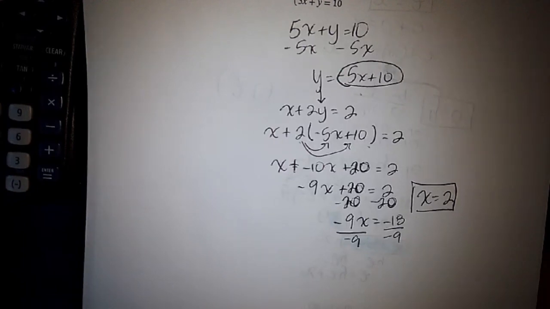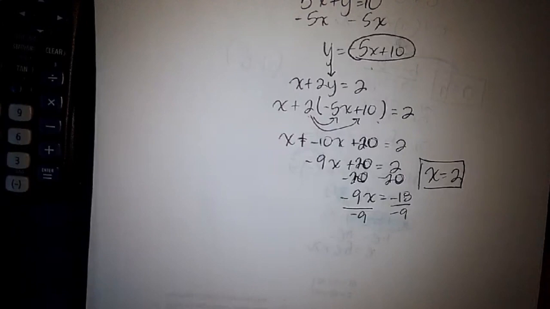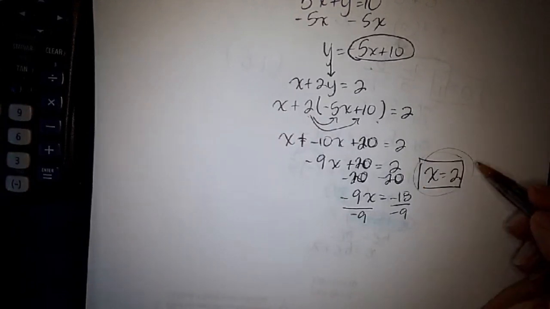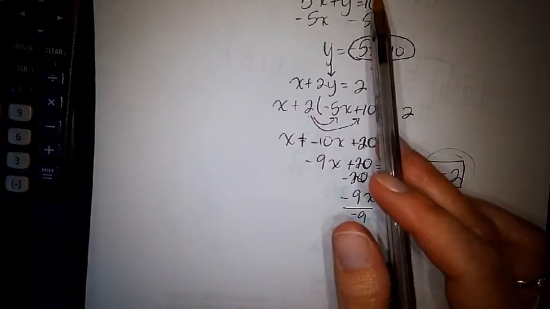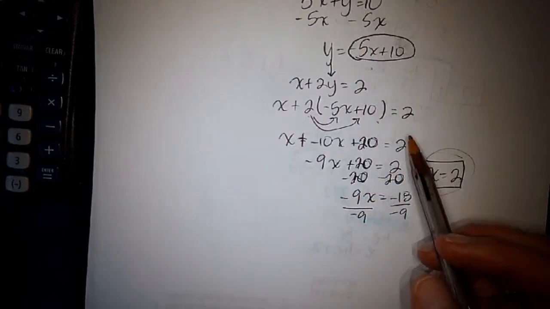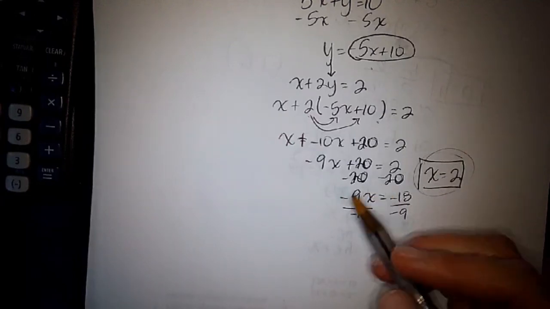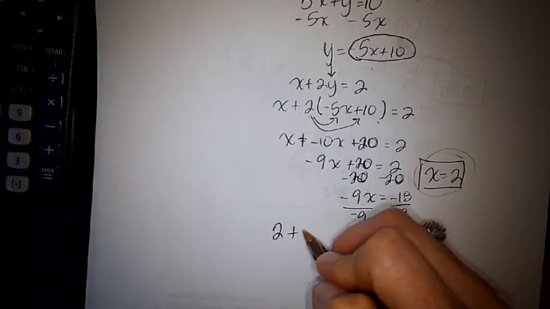Okay, so now we're going to take the value of x, 2. Which equation do you want, first or second? Two plus 2 times y equals 2. Minus 2. Y equals 0.